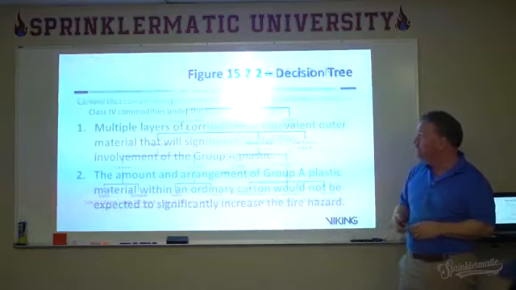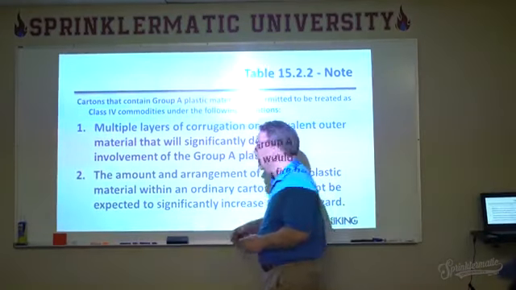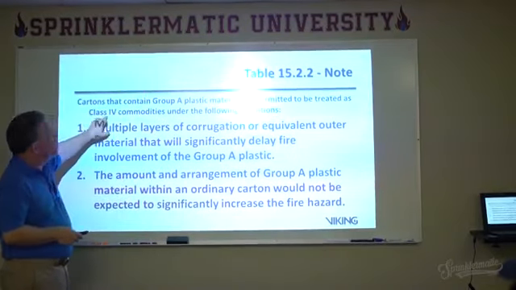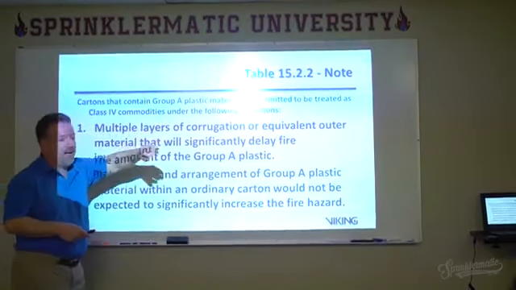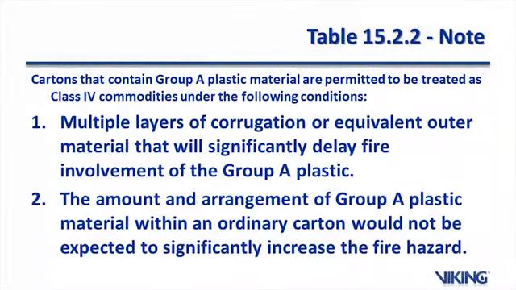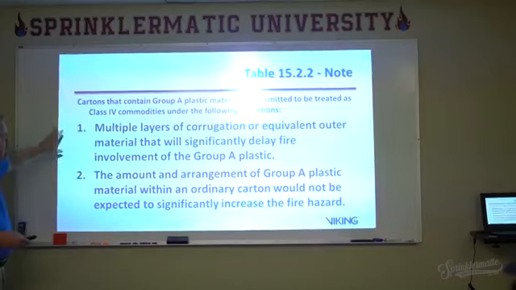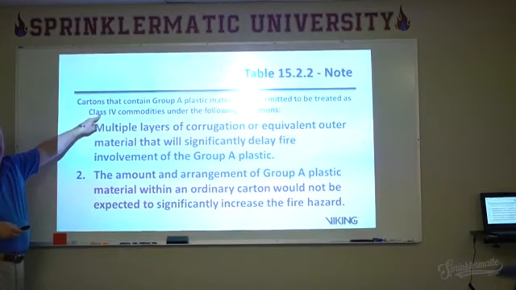Well, there's 2 footnotes down here below this decision tree that say, look, Group A plastics are permitted to be treated as Class 4 commodities under the following conditions. The multiple layer corrugation or equivalent outer material will significantly delay a fire. Okay, and the amount and the arrangement of the Group A plastic within an ordinary carton would not be expected to significantly increase the hazard. So, as long as I'm not putting gasoline or anything in there, one of the approaches that you can take is protect it like a Class 4 commodity.